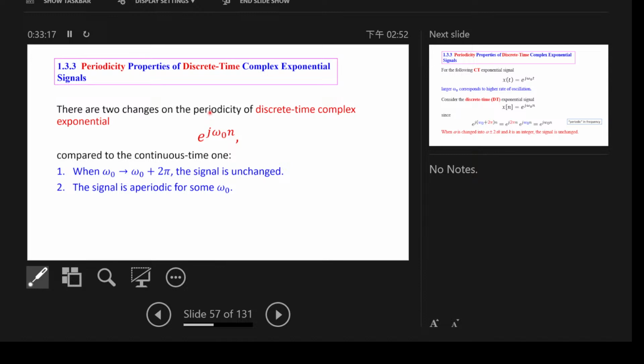But there are two major differences between discrete and continuous time signals. And they all originate from the discrete signal only taking points at integer values. Okay, because the discrete signal only has values at the integer values n. Then there are two different things about discrete signals. First is when your omega changes from omega to omega plus 2 pi, you actually get the same signal. And the second difference is that the signal will be periodic only for some omega naught.